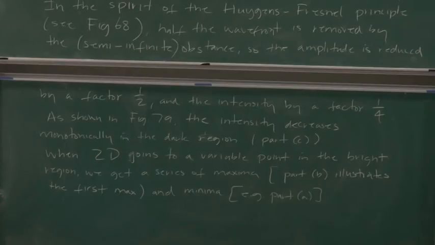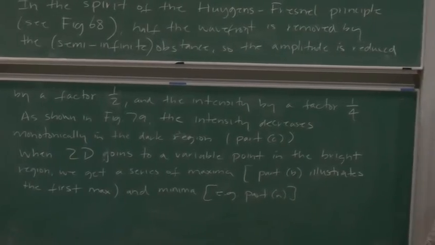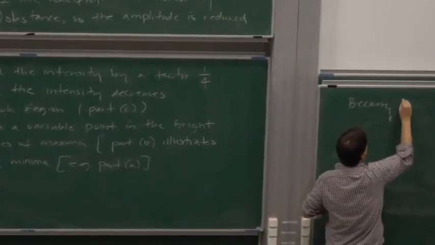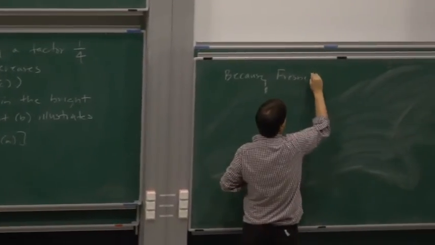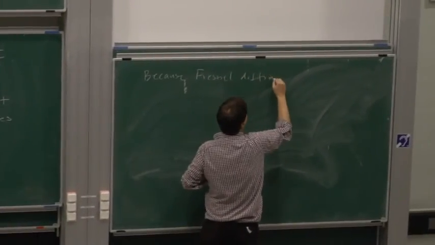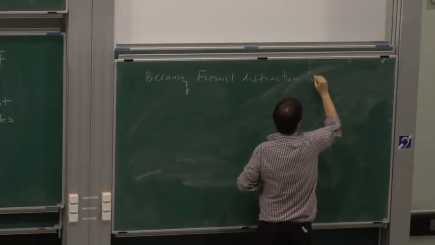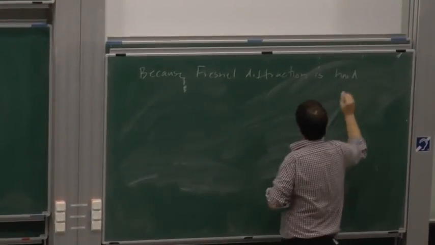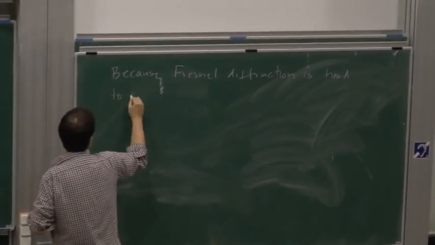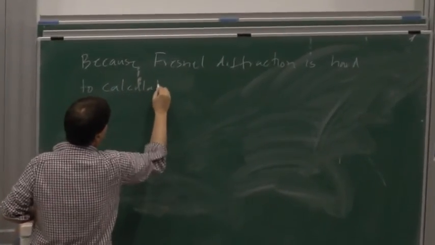So this is a slight detour, to come back to the Fraunhofer. Let's just say Fresnel diffraction is hard to calculate. Again, we're not pretending calculating that spiral is easy.